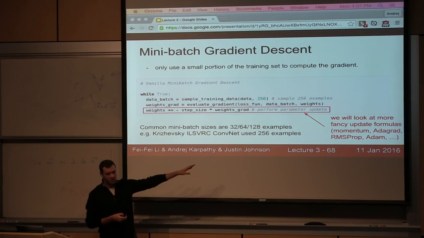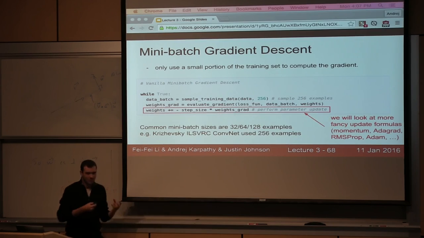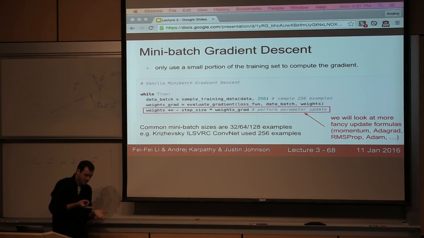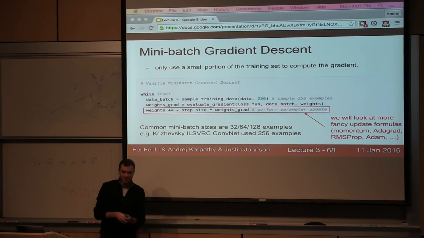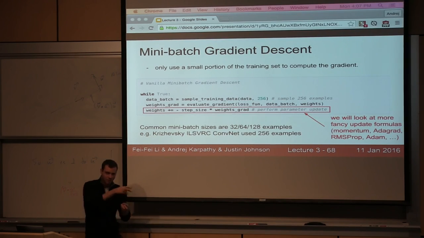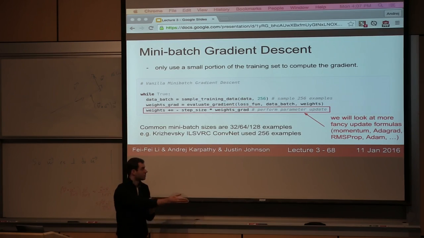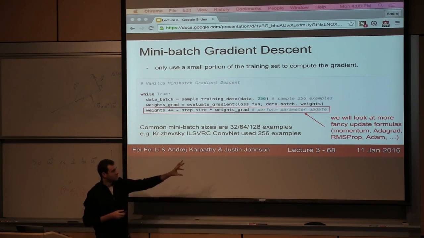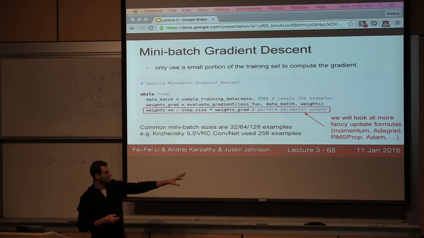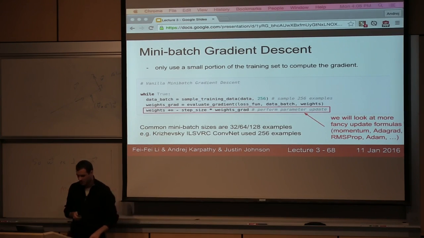But there are many formulas such as momentum that was already mentioned. In momentum, as you're doing this optimization, you imagine keeping track of a velocity. So as I'm stepping, I'm also keeping track of my velocity. If I keep seeing a positive gradient in some direction, I will accumulate velocity in that direction, so I'm going to go faster in that direction. There are several formulas. We'll look at them shortly in the class, but AdaGrad, RMSprop, Adam are all commonly used.